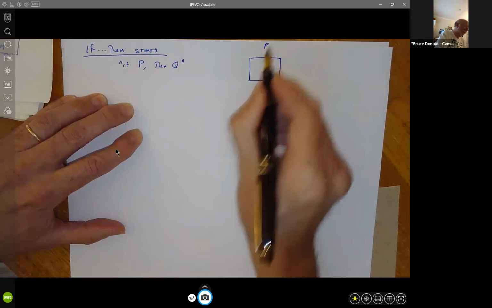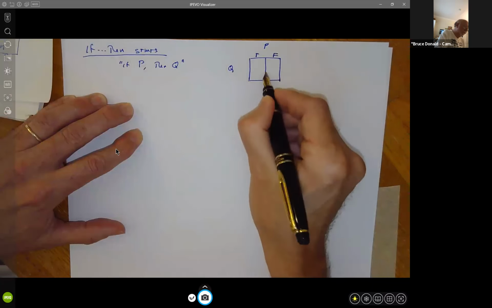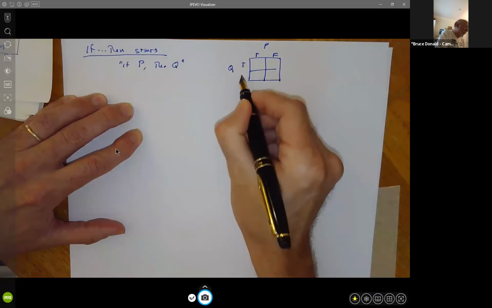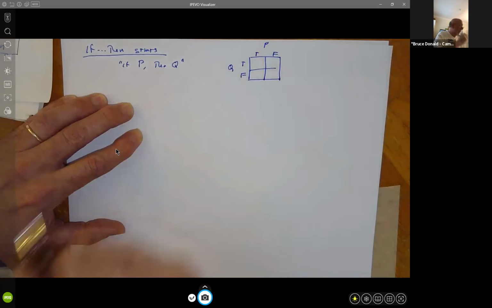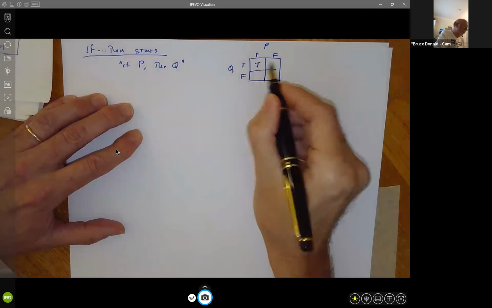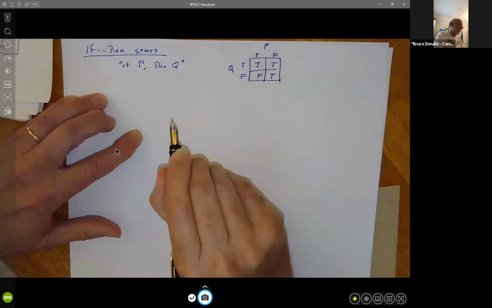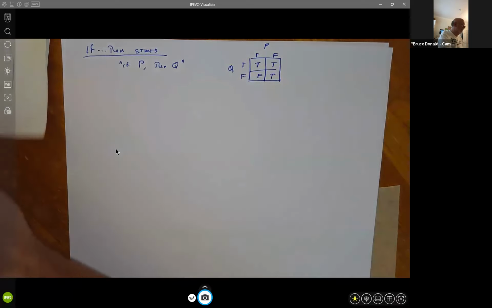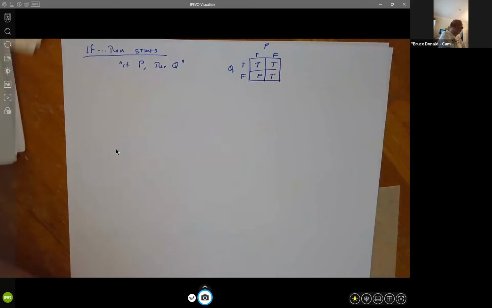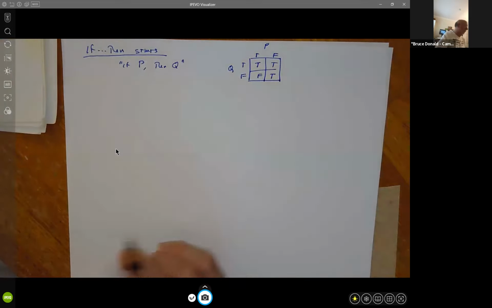We put P up here, Q over here, we put true, false, and true and false. And the value of the proposition if P, then Q is true, true, false, and true. And this is actually a definition of the meaning of if P, then Q. So slightly counterintuitive sometimes. Let's do an example of this to try to understand what's going on here.